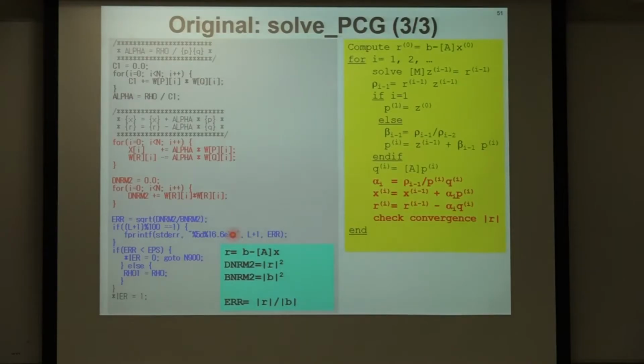And finally, we check the value of error, ERR. And if it's smaller than EPS, it's converged. Otherwise, rho 1 is rho, and we repeat the same part. So I just briefly overviewed the conjugate gradient algorithm itself. The only difference is this part, so Mz equal r. So it's much simpler. And in this case, we can do parallelization by OpenMP in a very straightforward manner. So just insert the OpenMP directives.